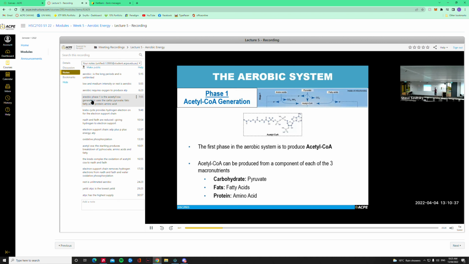Think about how we've used these macronutrients up until now. I introduced you to some of the terms last week. If I want to use carbohydrates to produce acetyl-CoA, I can use pyruvate. We've met pyruvate last week because the glycolytic system produced it. Great. So I can use carbohydrates to start off my aerobic energy system. What else can I use? I can use fatty acids. I can use amino acids. So carbs, fats, and proteins can all be used in the aerobic energy system.